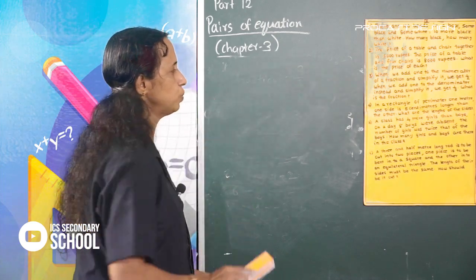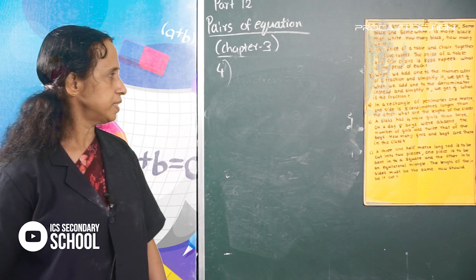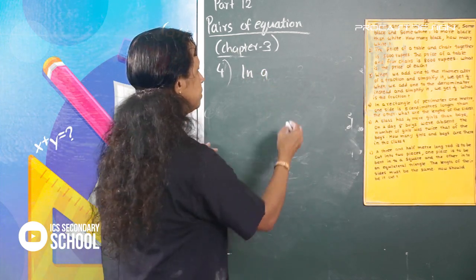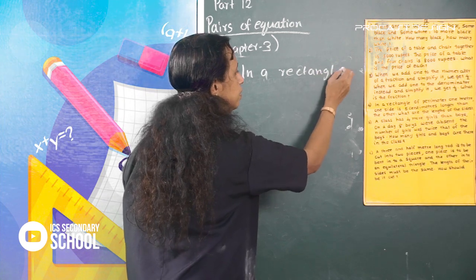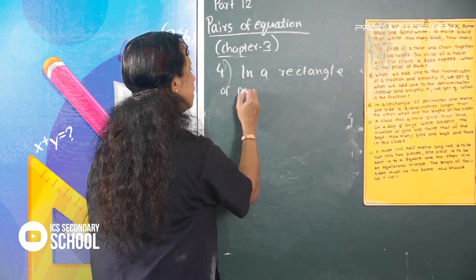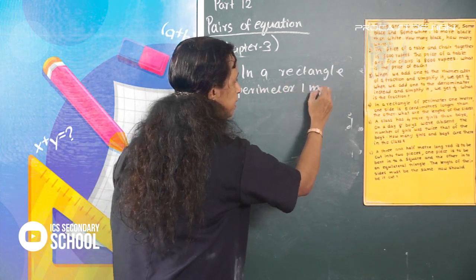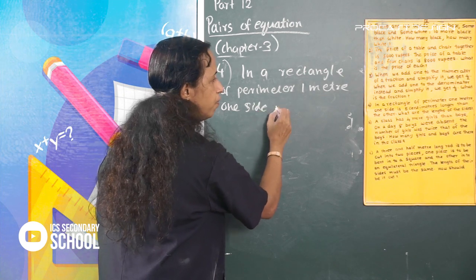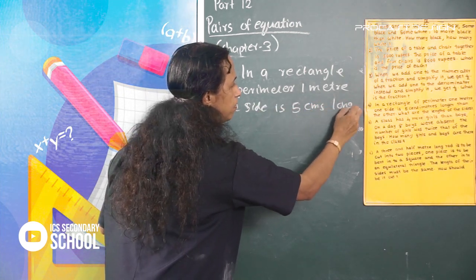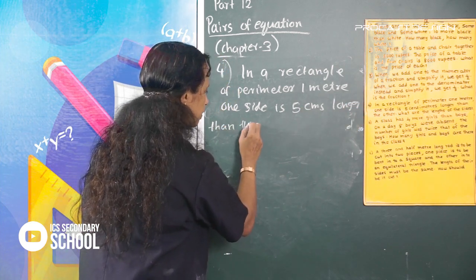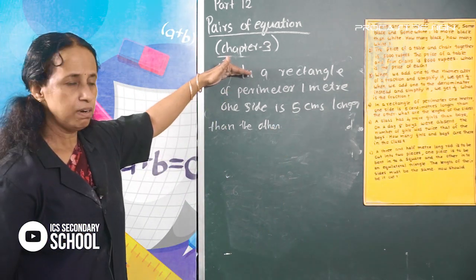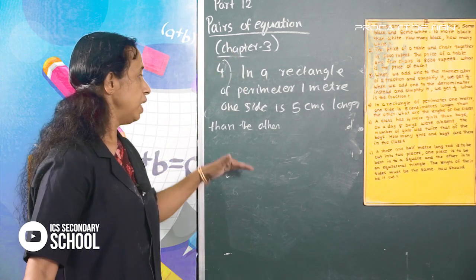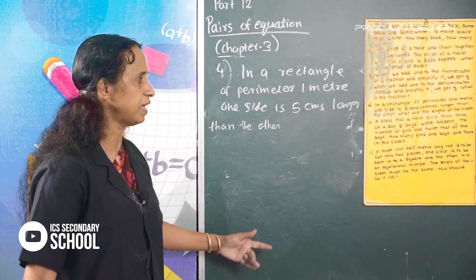Look at the fourth question. In a rectangle of perimeter 1 meter, one side is 5 centimeters longer than the other.